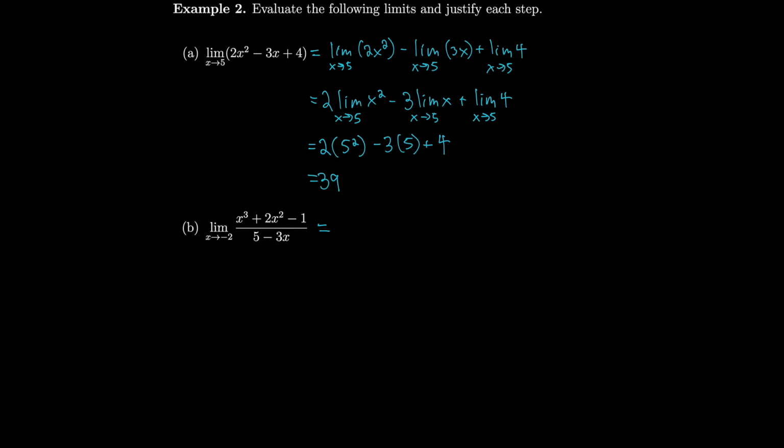We can split this using our quotient law, because notice if you plug in minus 2 for the limit for the denominator, it's not going to end up being 0. So we'll take the limit as x approaches minus 2 of x cubed plus 2x squared minus 1, divided by the limit as x approaches minus 2 of 5 minus 3x.